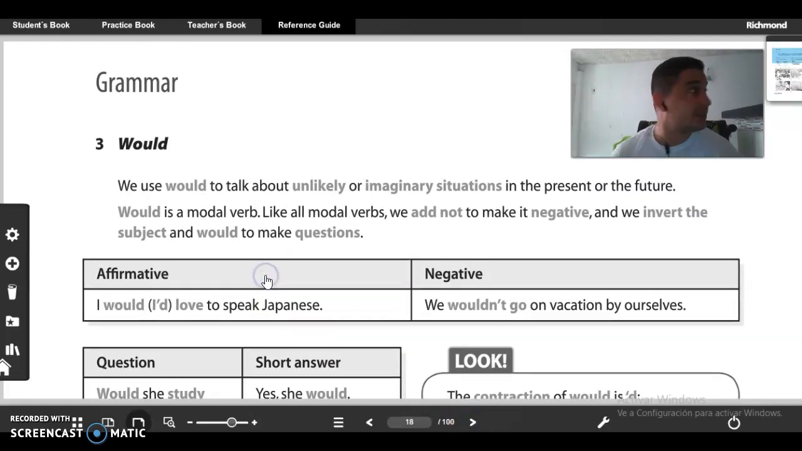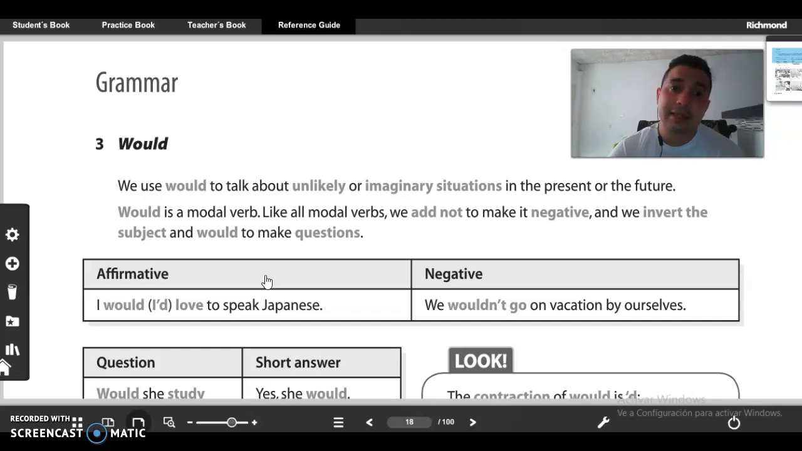Would. It is the third topic we need to mention. We need to make a review this time. We use would to talk about unlikely or imaginary situations in the present or the future. Would is a modal verb. Okay, it means that it works as I told you with could, may, and might.